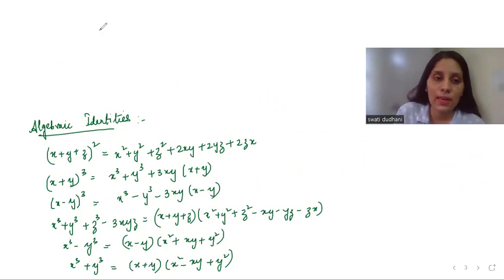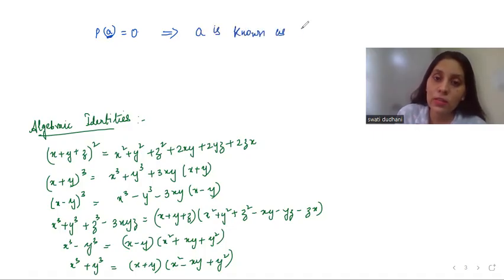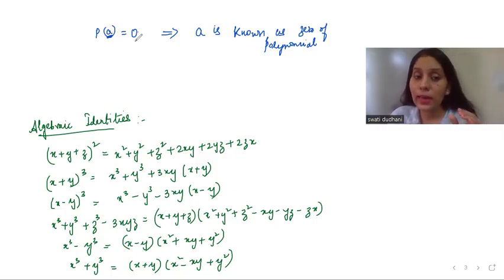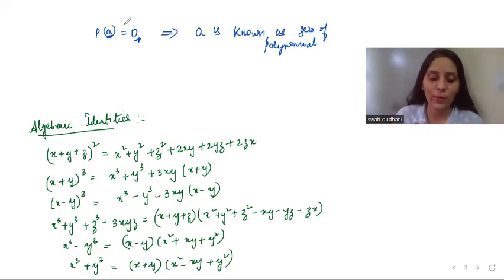Let's take another example. Let us take P of A is equal to 0. That means the value A is known as the 0 of the polynomial. So when I'm substituting the value A, then I'm getting the expression to be 0. So then A is the answer. A is the 0 of the polynomial.